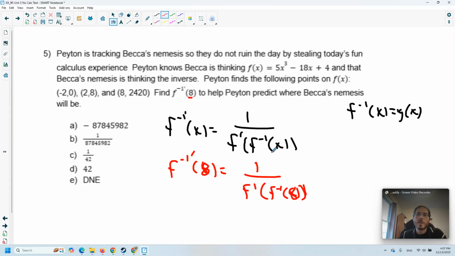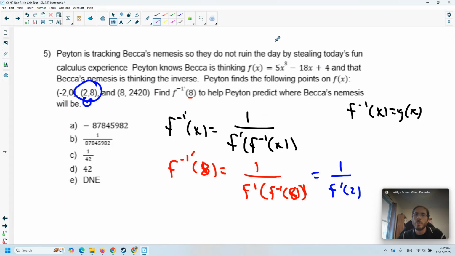All right, so we need to find f inverse at 8. So this means that we want to find the x value when the y value is 8. So that's actually right here. So this is where we would flip these and say, if f inverse is 8, then my result should be 2. So this is going to be 1 over f prime at 2. Well, we don't know f prime. We got f, but we can take the derivative here.